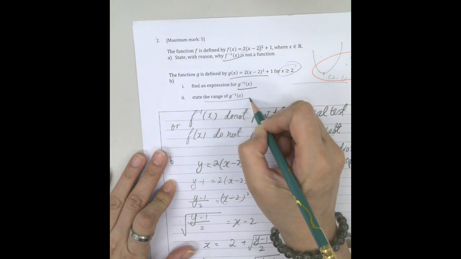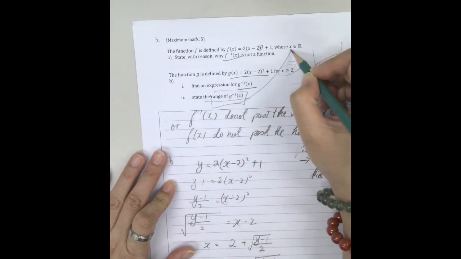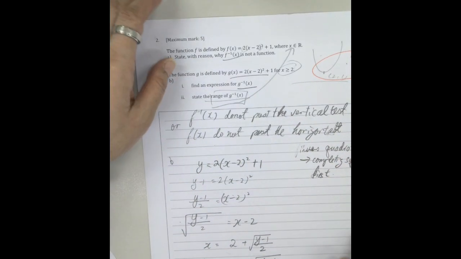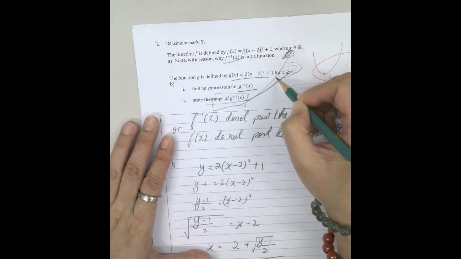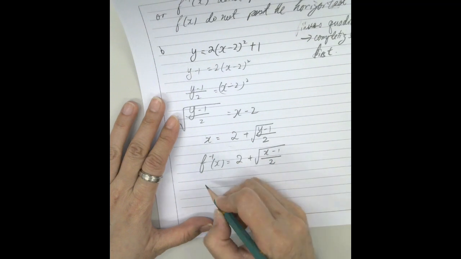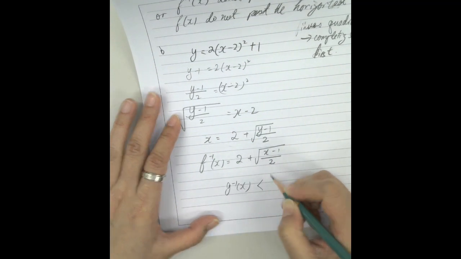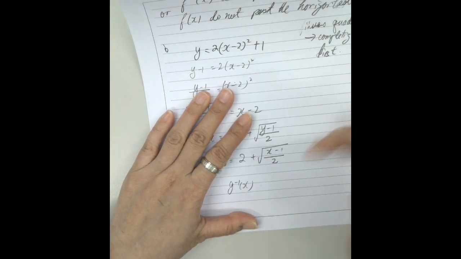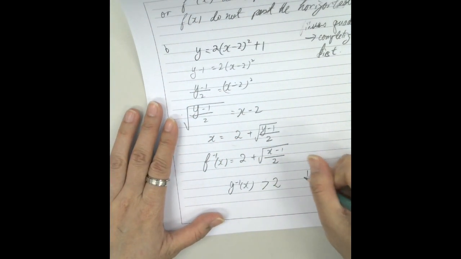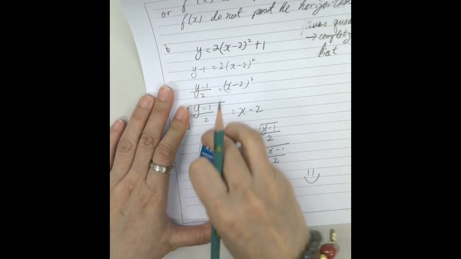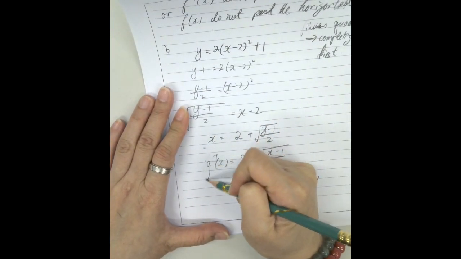Last but not least, the range of the inverse is the domain of g. So all you need to do is write the domain of g. So the range of it should be bigger or equal to 2. So easy. Done. Actually, this is g. Be very careful of the notation.